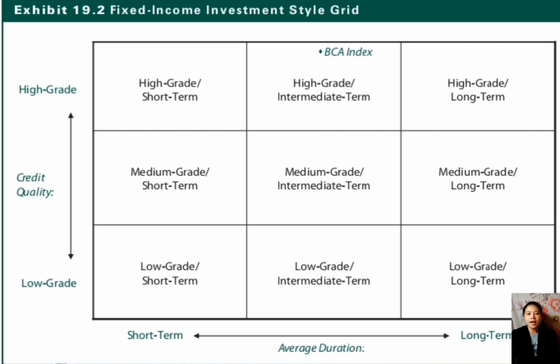For example, high grade over short term would indicate bonds with high credit ratings and short maturities. The BCA index is likely a benchmark used for comparison within this framework. This grid helps investors understand the risk and return profile associated with different fixed income strategies.